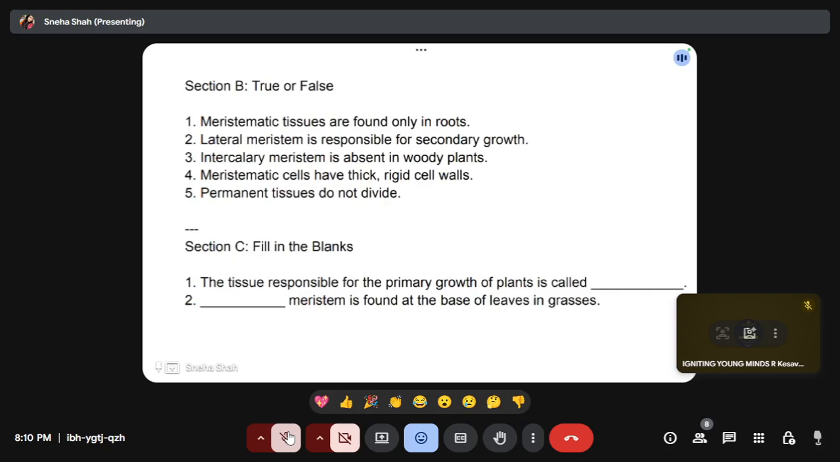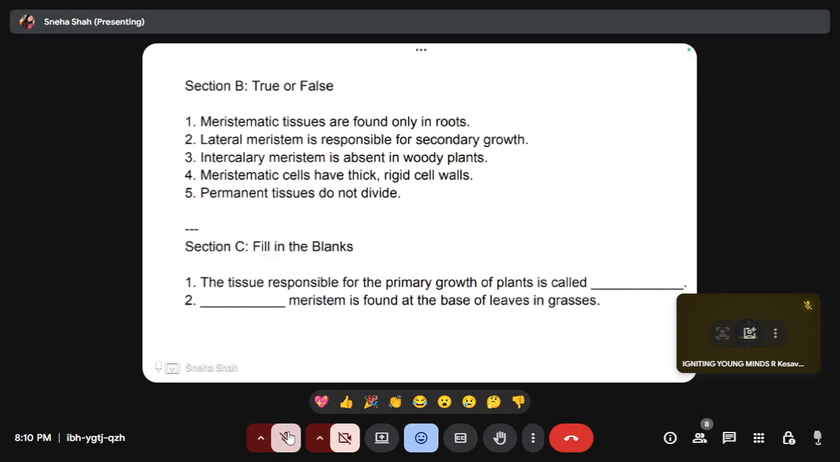Lateral meristem is responsible for secondary growth. True, ma'am. What is secondary growth? What do you mean by primary growth in plants? Primary growth is growth of roots inside the soil and growth of stem outside the soil in the upward direction. Secondary growth is growth in the width. So lateral meristem is definitely responsible for secondary growth. Understood?